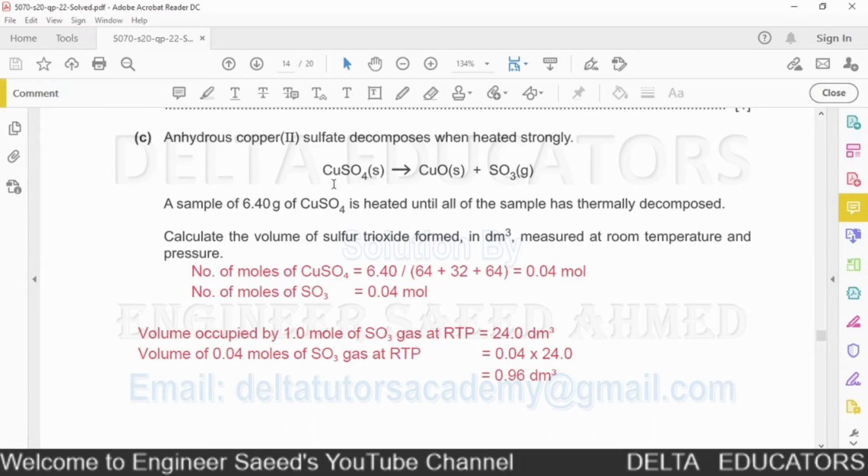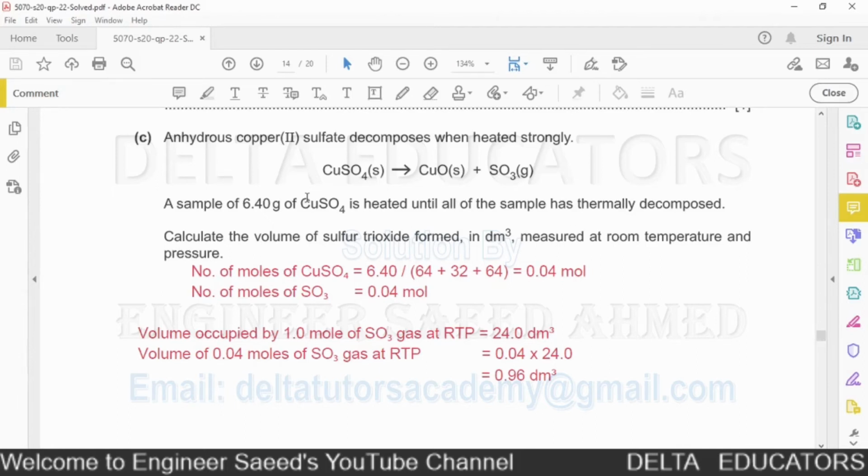Molecular mass will be for 1 copper mass is 64, for 1 sulfur 32, for 1 oxygen it is 16. Here we have 4 oxygen, so total mass of oxygen will be 64. So molecular mass of copper sulfate will be 64 plus 32 plus 64. And by solving this one, we will get 0.04 moles. So here number of moles of copper sulfate reacted is 0.04 moles.